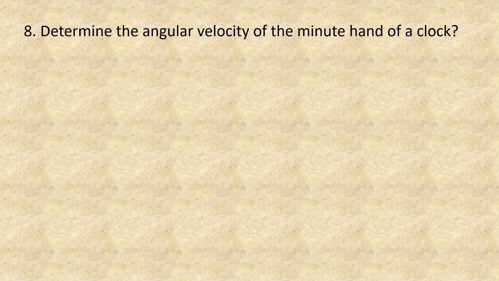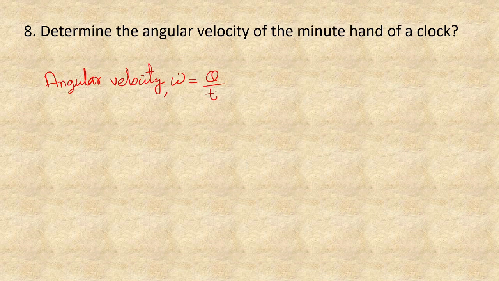Okay, the next one. Determine the angular velocity of the minute hand of a clock. That similar problem we have already done in the case of the second hand of a clock. Anyway, we can do it. What is the angular velocity? You can first write the formula. Angular velocity omega is equal to angular displacement by the time.